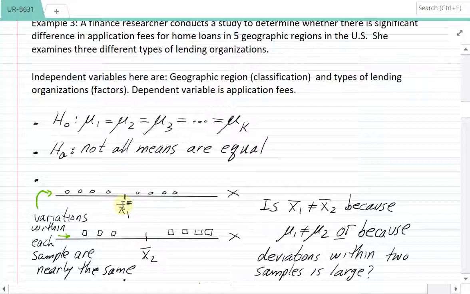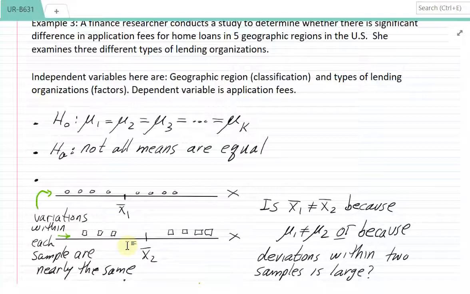But in the population, if these were closer together, perhaps with smaller deviations, maybe X bar 1 and X bar 2 would have been much closer together. So this becomes the basis, the mathematical basis for the work we're going to do.